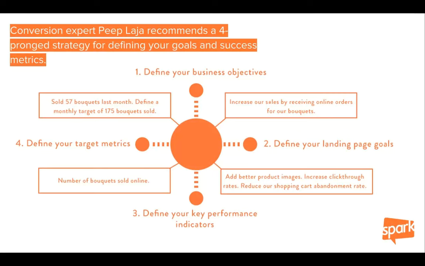After we do that, we go into the next step, and now we want to define our key performance indicators. What are those KPIs, and what do we want to measure? For this example in particular, it's the number of bouquets sold online. Then we move on to the next step, which is defining your target metrics. In this example, it says they sold 57 bouquets last month, so our monthly target that we want to hit is 175 bouquets sold. All of these steps go hand in hand together.